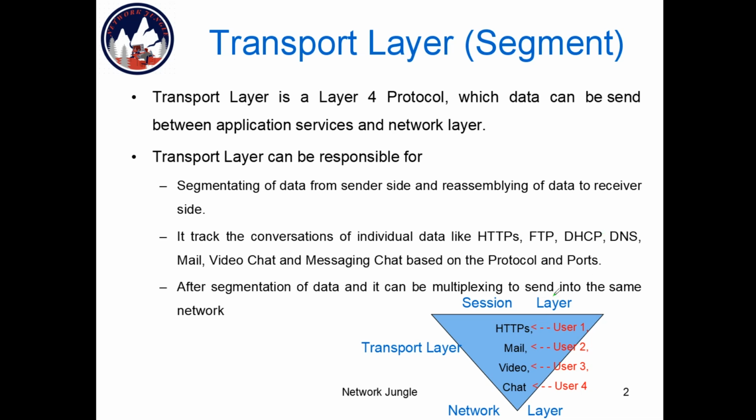So here is an example. User 1 can request HTTPS, then user 2 requests mail, then user 3 requests video chat, then user 4 requests a WhatsApp chat. So it can be converged in the transport layer, and it can send between the session layer and the network layer.